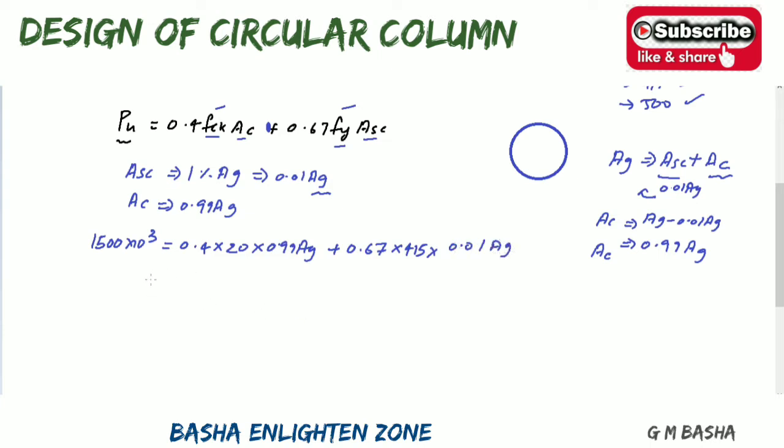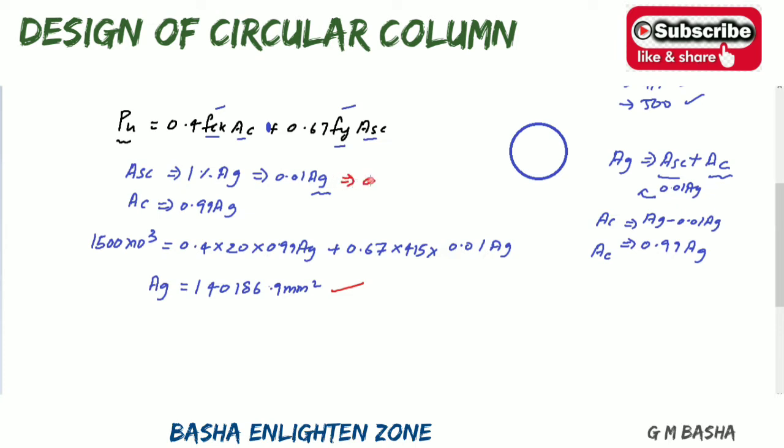So if you simplify, you will get the value of Ag, that is Ag will be equal to 140186.9 mm square. Maybe the value can be more or less than this, approximately 190 or 185, depending on your calculation approximation. So here my obtained value will be this one, that is 140186.9 mm square.